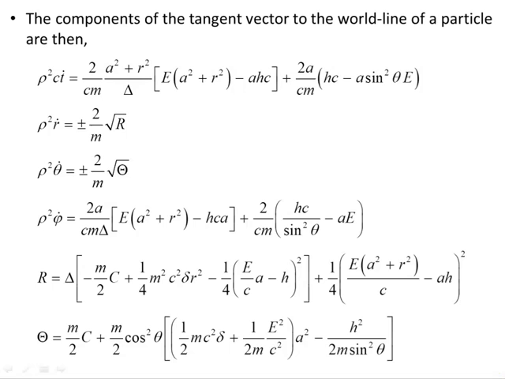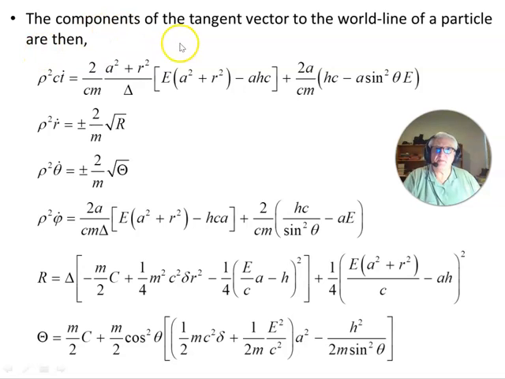And so the point of all that is, if the components of the tangent vector to the world line of a particle are then rho squared ct dot is all of this. I mean, if you just want ct dot, just divide both sides by rho squared, of course. But it's convenient to express them in this form. Rho squared R dot is this. Rho squared theta dot is this. Rho squared phi dot is this. Now these are the components of the tangent 4 vector, or the 4 velocity of the free particle.